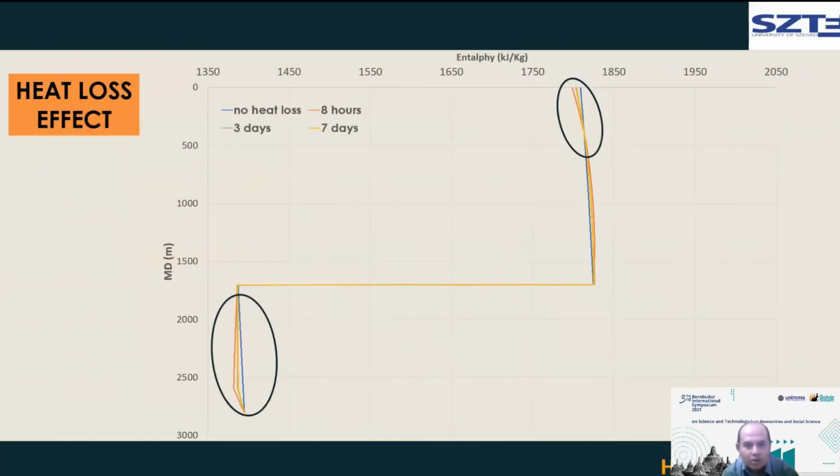And this is the comparison curve of enthalpy that consists of the no heat loss case and every flowing time variation at every measured depth. The enthalpy in the deep feed zone and at the wellhead pressure showed clearly that the heat loss is present mostly at early flowing only and decreases gradually the longer it produces.